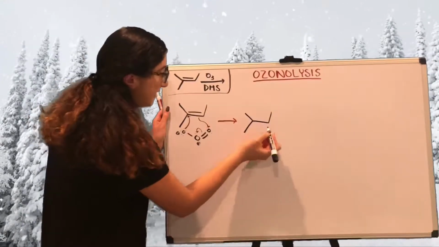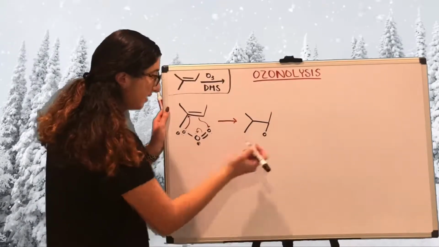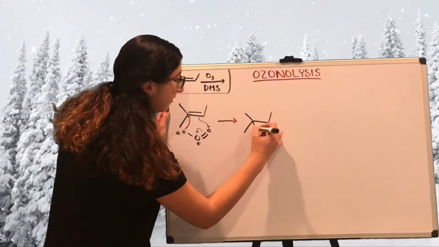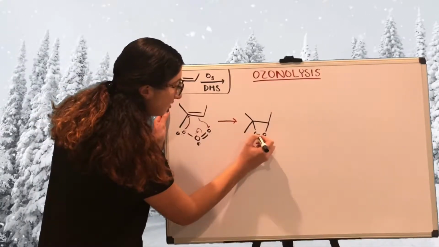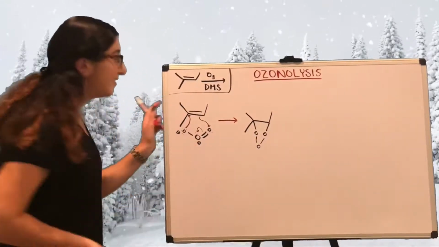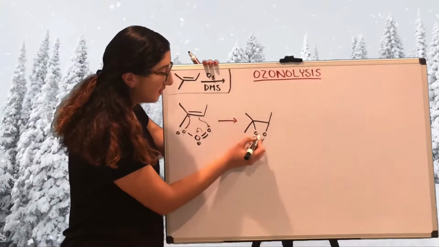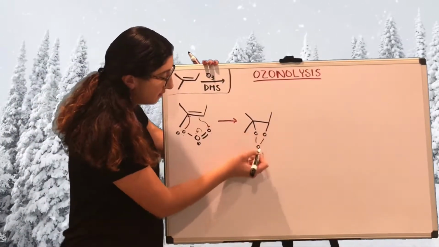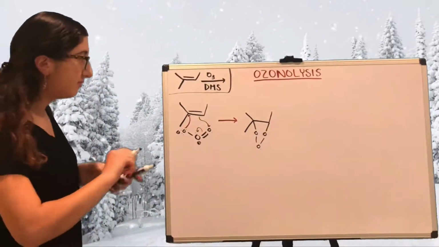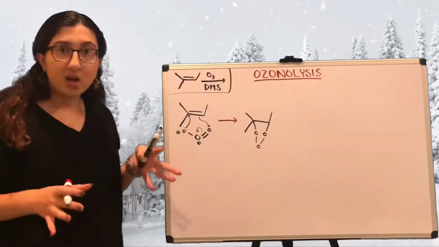The pi bond is now used to connect the oxygen, which is connected to this oxygen, and the carbonyl is connected to this oxygen, which is connected to that oxygen. Now, these are all neutral because each one has 2 lone pairs. We do not have any charges on this molecule. What we will do next is we want to separate this molecule.